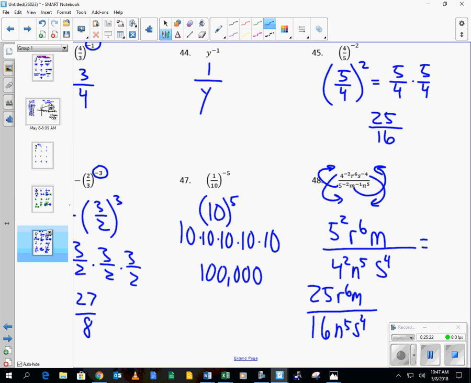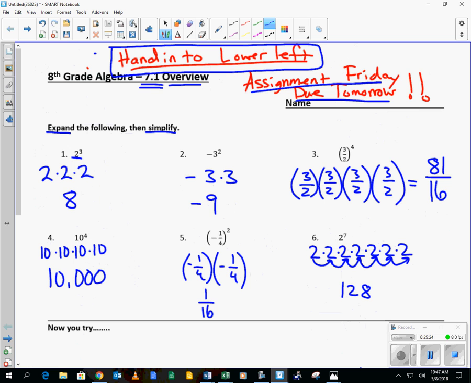48 problems, folks. It says, again, you're going to take this and turn it in the lower left corner. Your assignment, which you were given, is due Friday. You do have some time left in class to work. Good luck. I hope you do great. See you tomorrow.